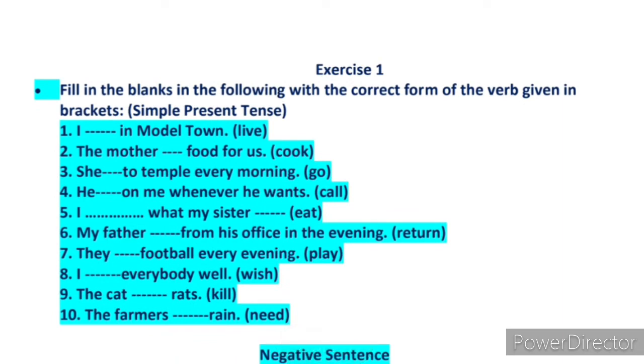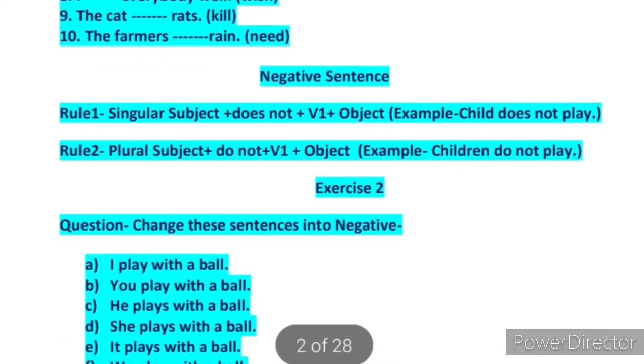First exercise: fill in the blanks in the following with the correct form of the verb given in the brackets. First is, I live in dash. We will just pick up the words: I live. Correct. The mother cooks, because the mother is singular. Second, she goes. He calls. I eat. Then my father returns. They play. I wish. The cat kills. The farmers need.